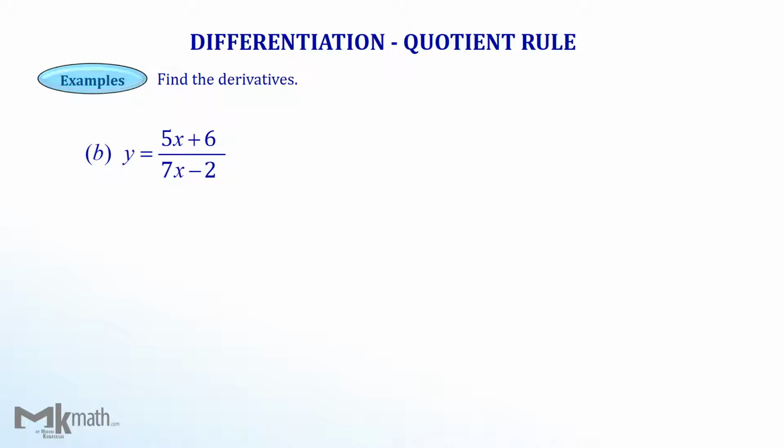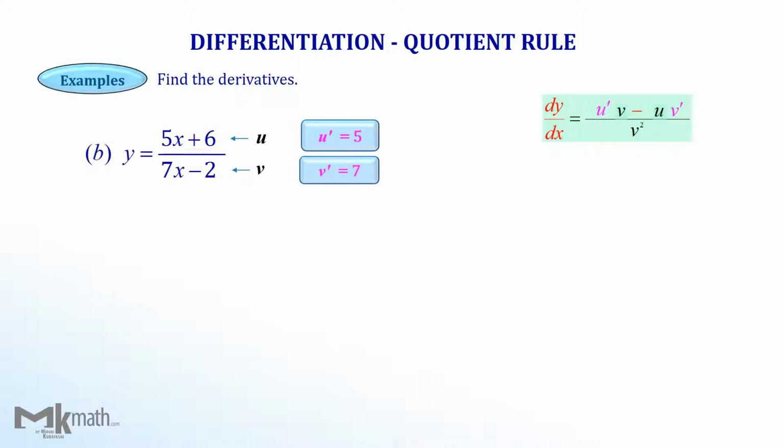Now, we cannot express or simplify the given function in a different form. So let's apply the quotient formula. Let's label the numerator as u and the denominator as v. Then find the derivative for each. U prime is 5 and v prime is 7. Now we have all four functions to apply the rule.